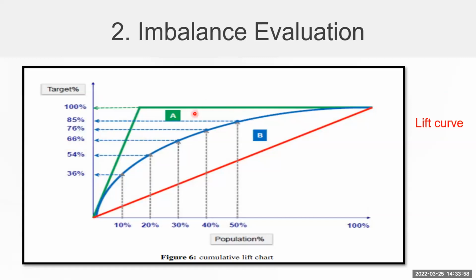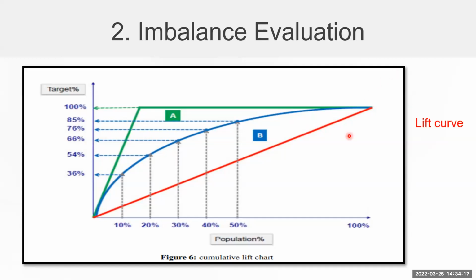So here we can conclude that the A model is better than the B model. This is a lift curve. Okay.